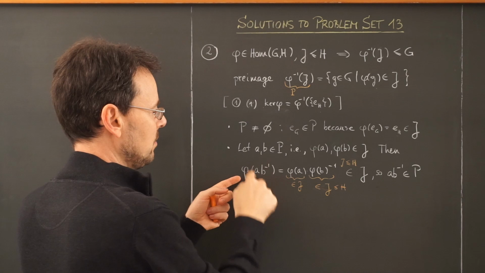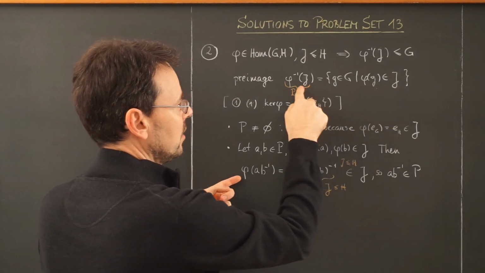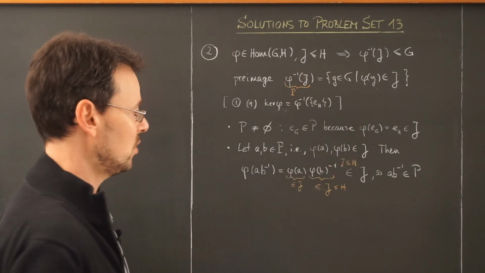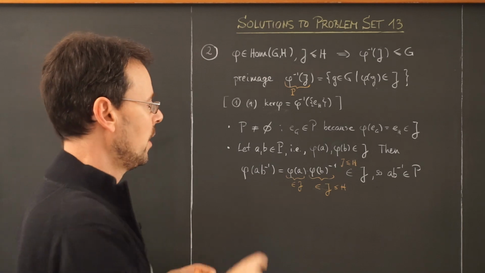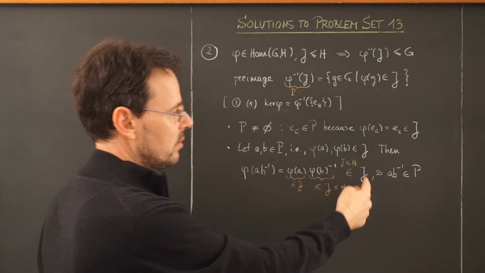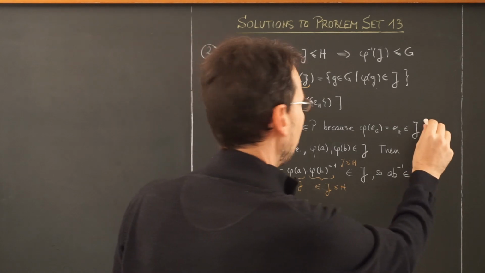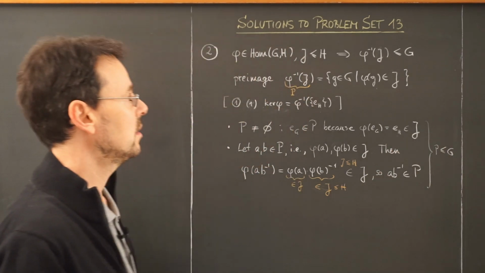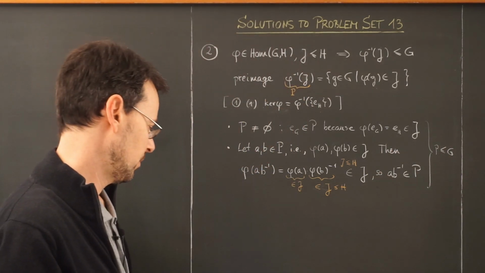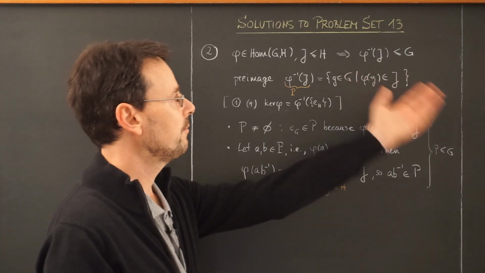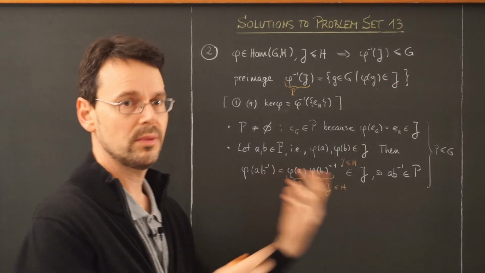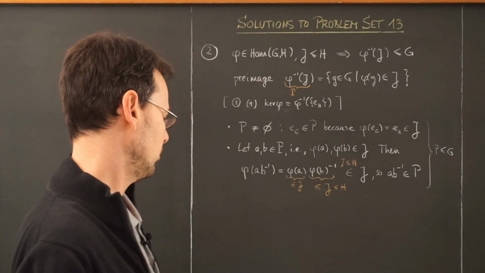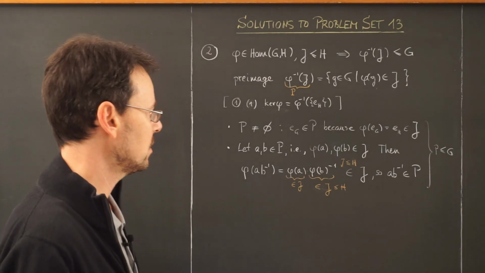But if phi maps this guy into J, this by definition means that this element here is an element of P, the pre-image of J under phi. And using the subgroup criterion, we see that this proves P is indeed a subgroup of G. So, and that's a good thing to remember. Whenever I take the pre-image of a subgroup, I pull it back to my domain group, then it stays a subgroup. That's useful in a lot of instances.